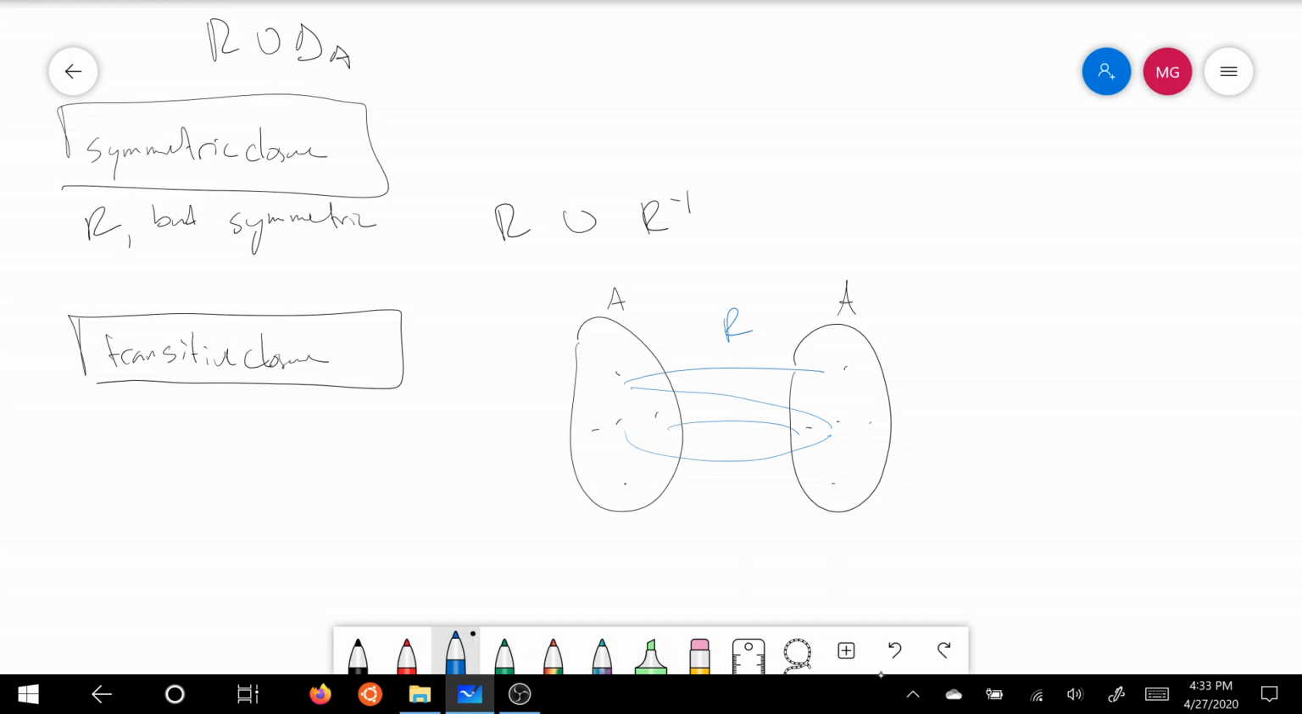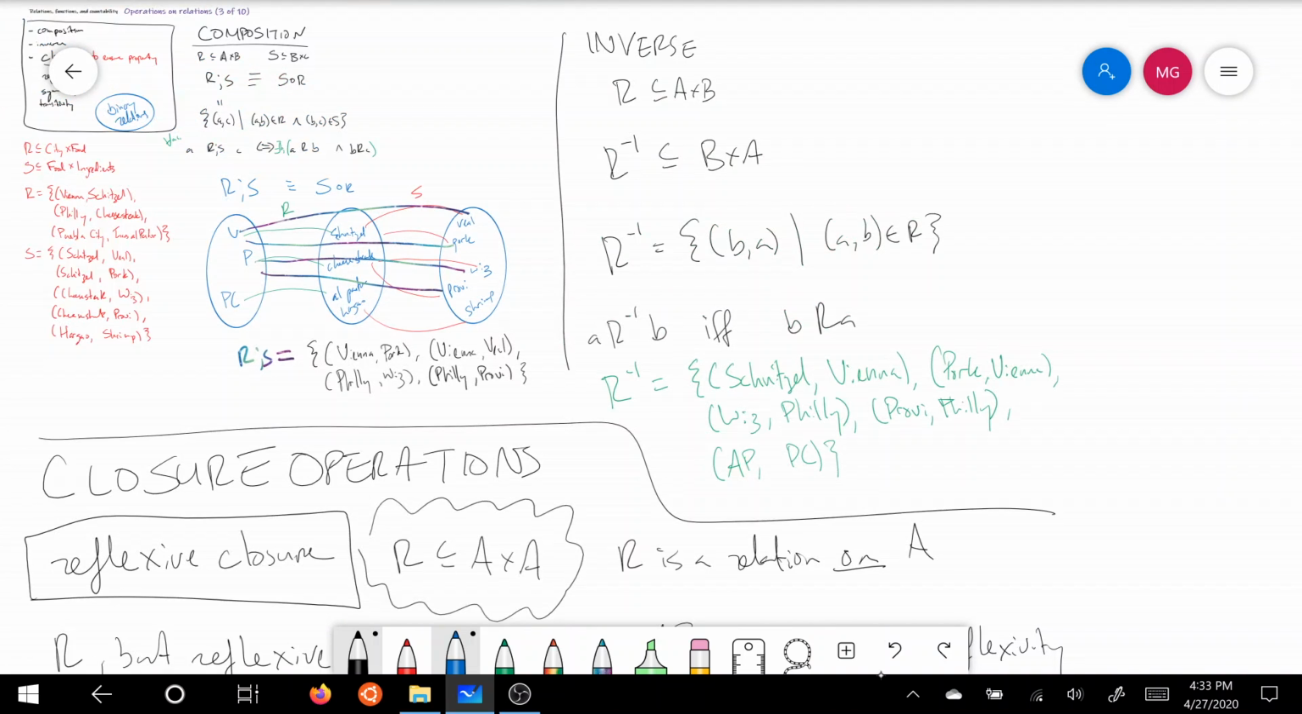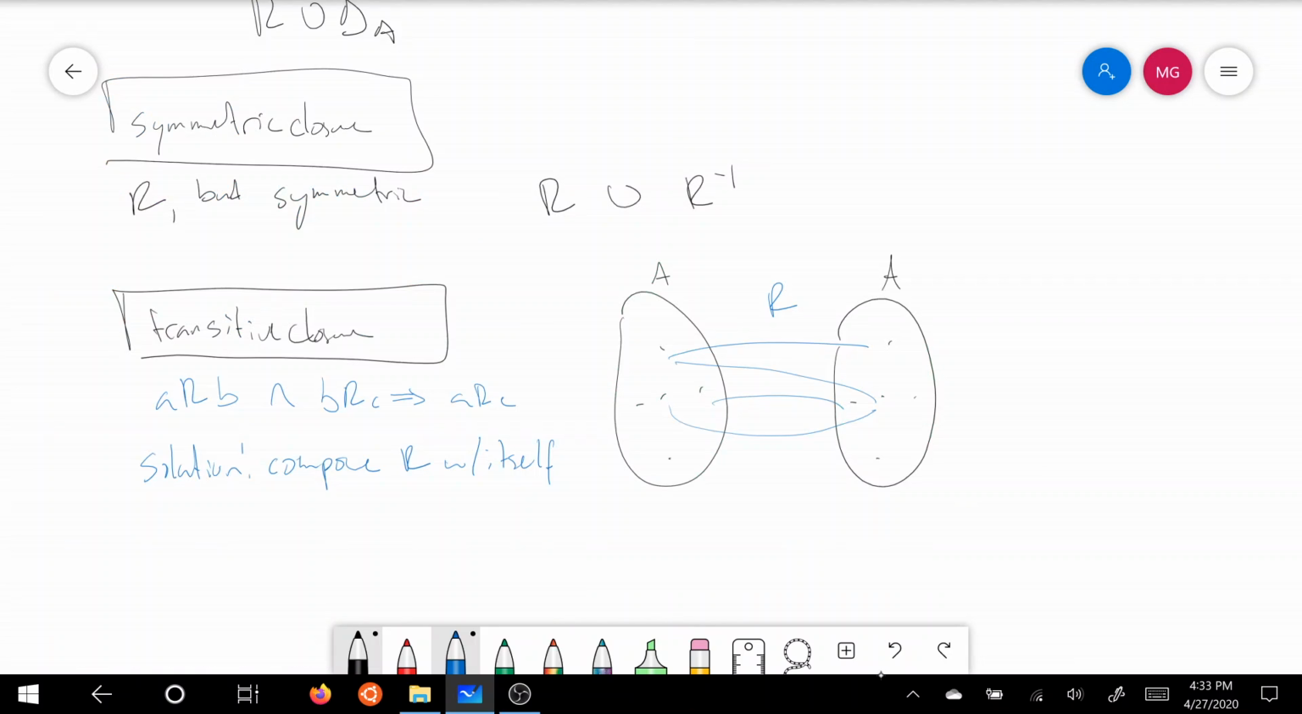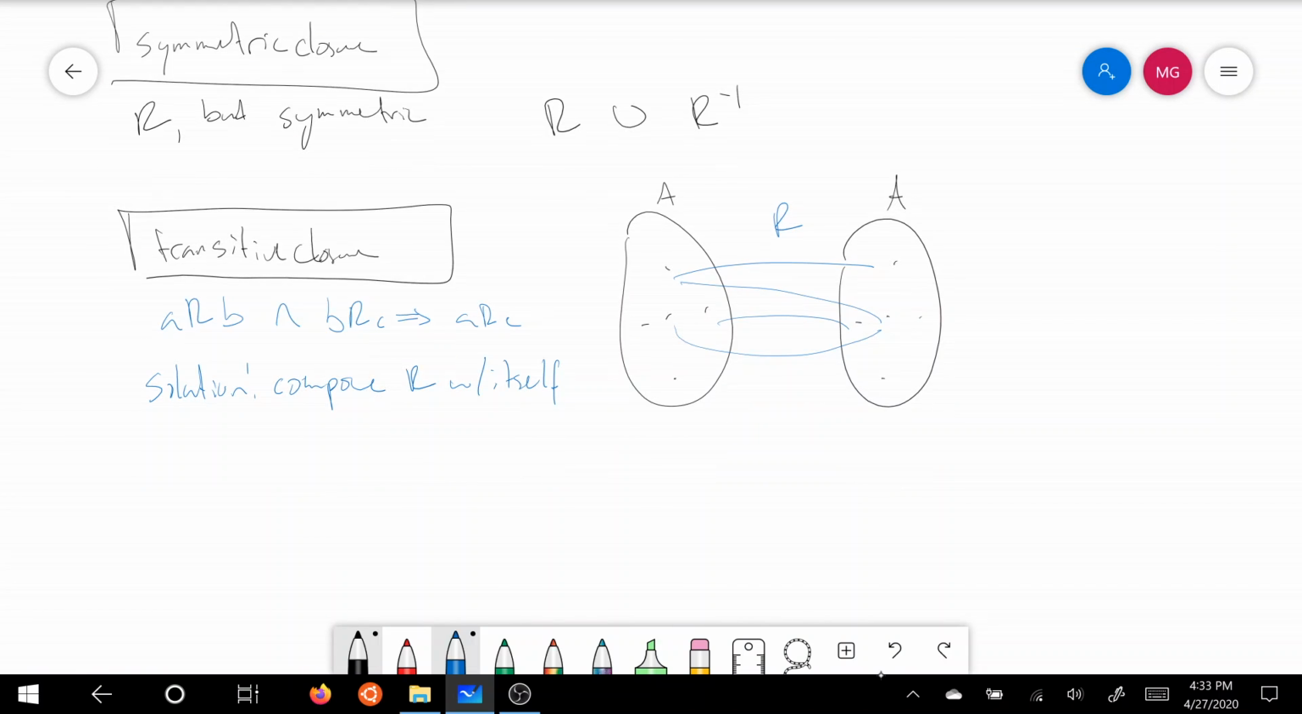So to be transitive, if I have a R b, this is the property we need to preserve, and b R c, then a R c. So the way we're going to do this is by continuously composing R with itself. Solution: compose R with itself. Because if composition, which we defined up over here, is this idea of one hop between two relations, if we keep composing something with itself, we'll get arbitrarily many hops. So what we'll say is this.